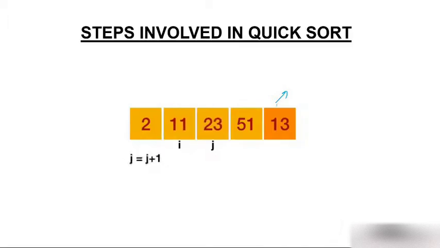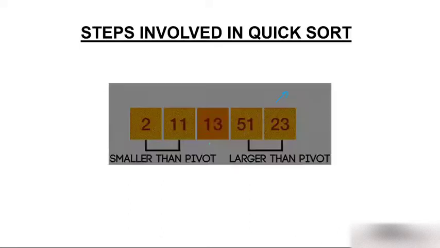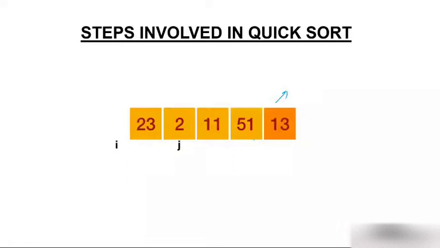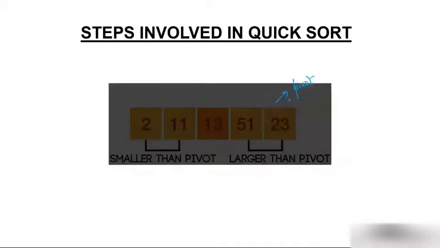Hope you're understanding what I have just told you. Since 51 is greater, it will again form a smaller part and a greater part. Watch it again. I'm not going to explain anything, I'm just telling you the pivoted element is 13. So finally what will happen? Swap pivot and smaller and greater.